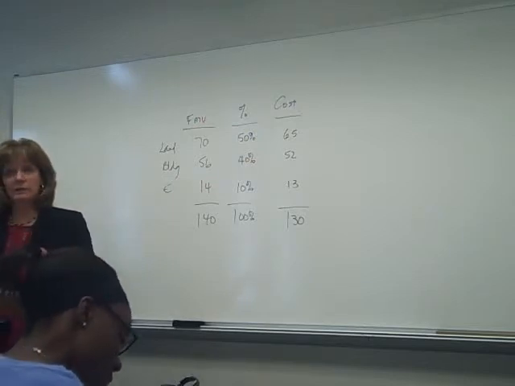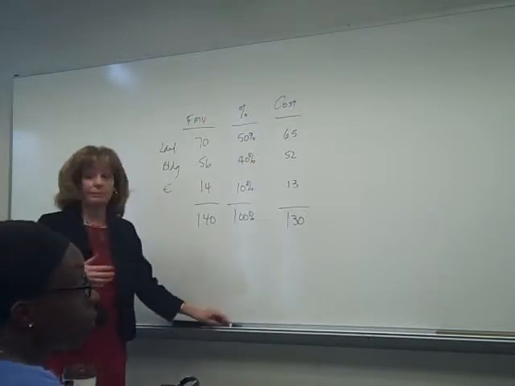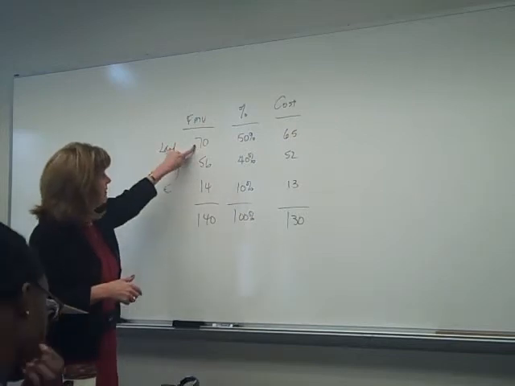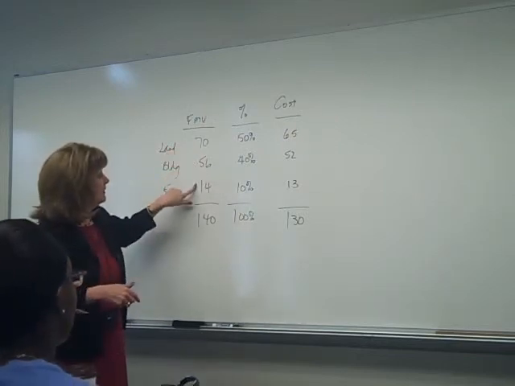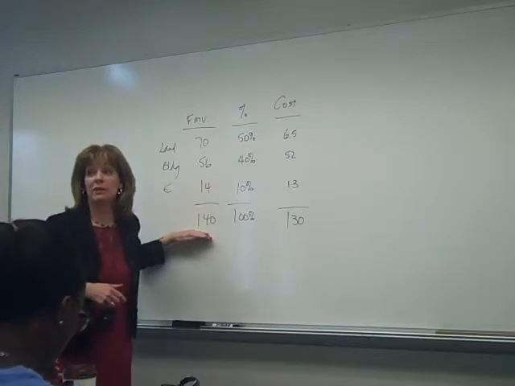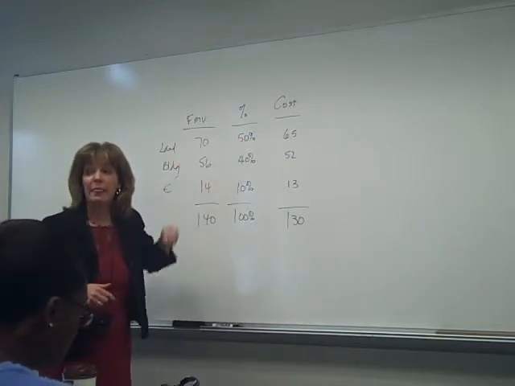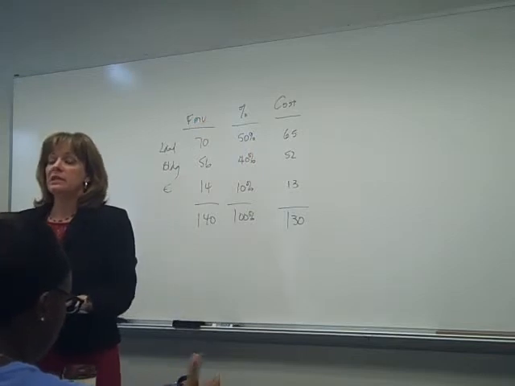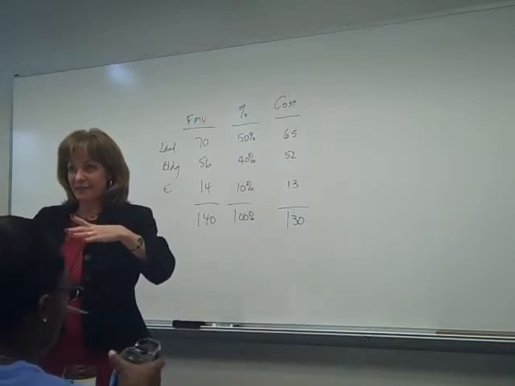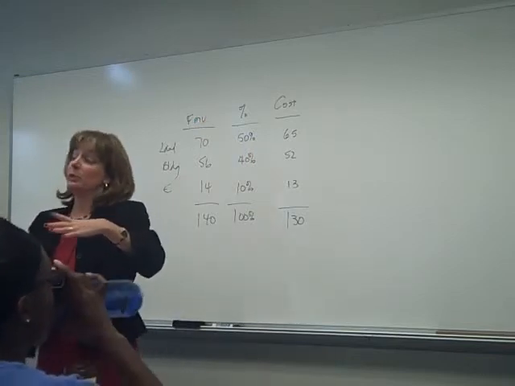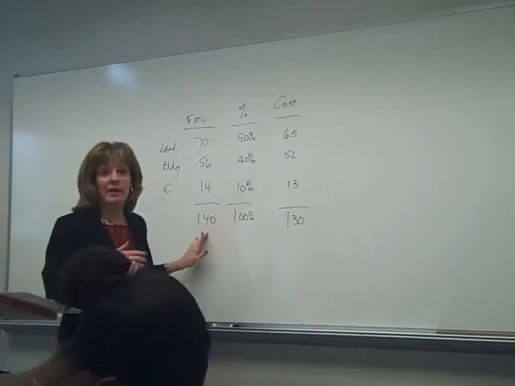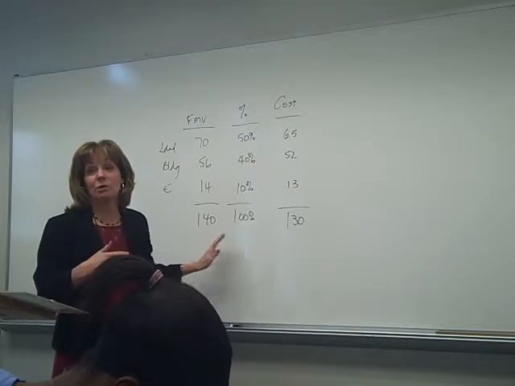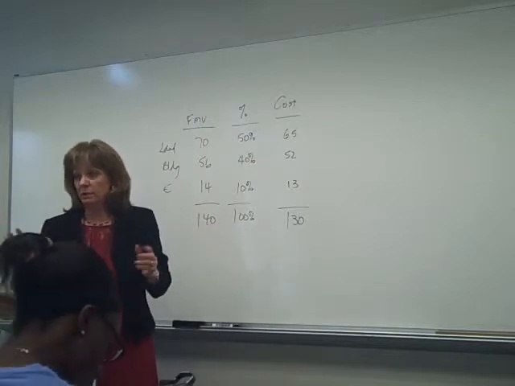So far, so good? Gina. How do you get the percentages again? 70 divided by 140, 56 divided by 140, and 14 divided by 140. So this is your denominator for all 3, and that number is the fair market value. So what they're saying is, here's the pie. The pie is worth $140,000, but we only paid $130,000 for it. And this number could be bigger than that number, it could be equal to that number, or it could be less than that number. Okay?